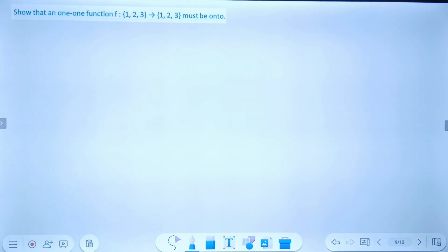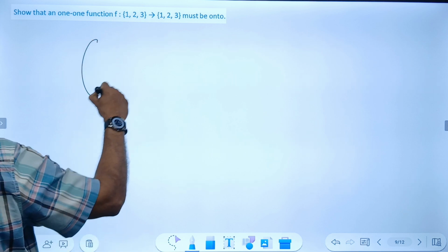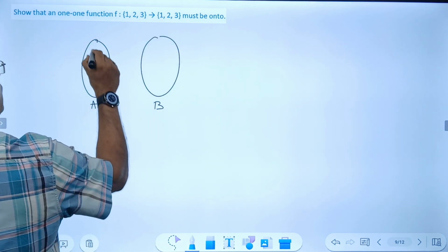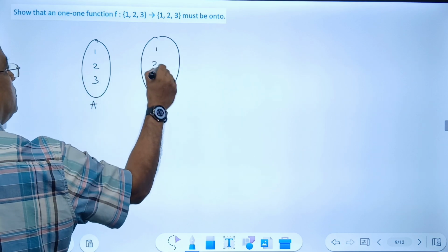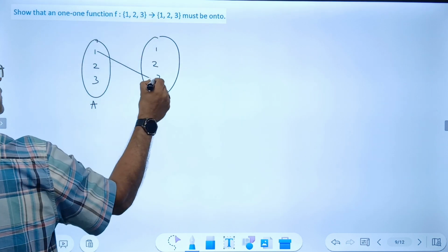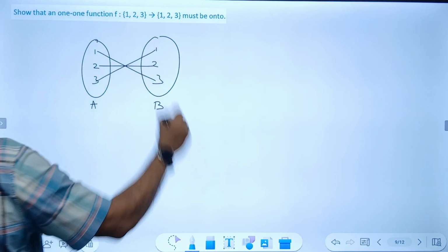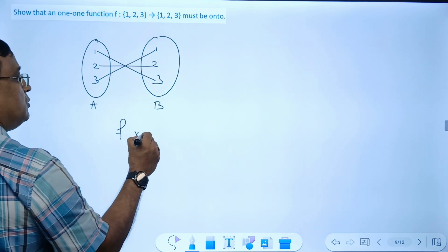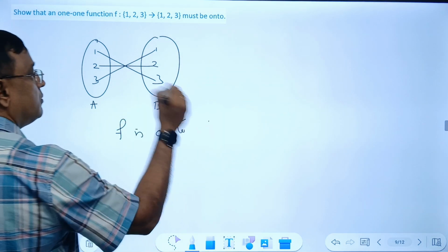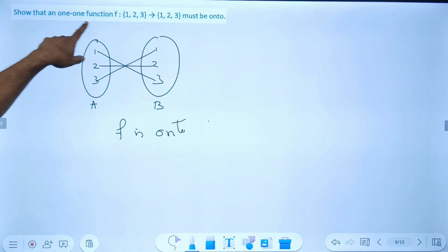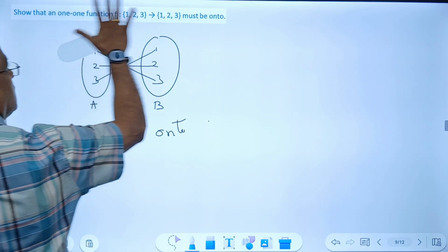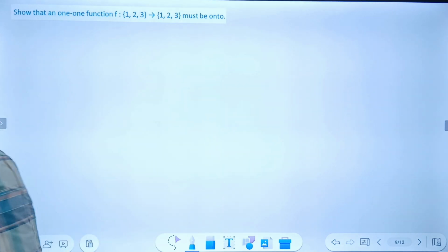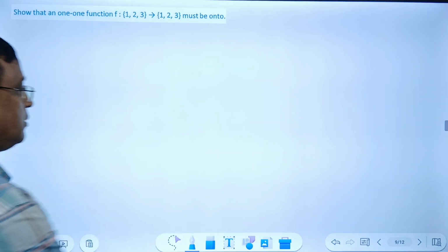So that's the idea. And it's a reverse of this problem. There's nothing in it. Very, very important. A to B, 1, 2, 3 and 1, 2, 3. It is 1 to 1, which means there must be a perfect match. Right? Every element should be used. Therefore, f is onto. Correct? If it is 1 to 1, let's come back to this.